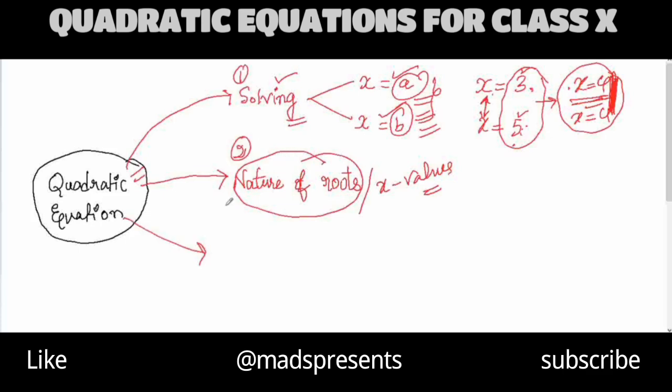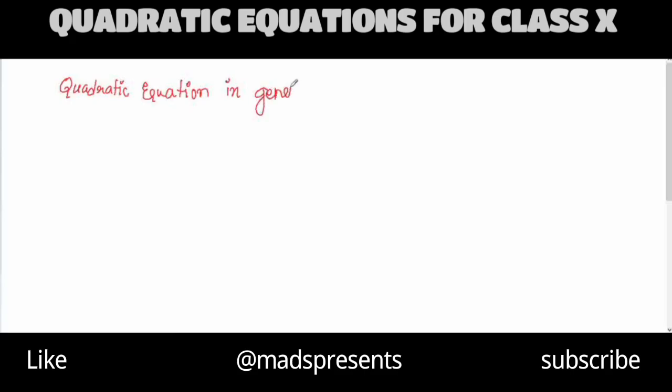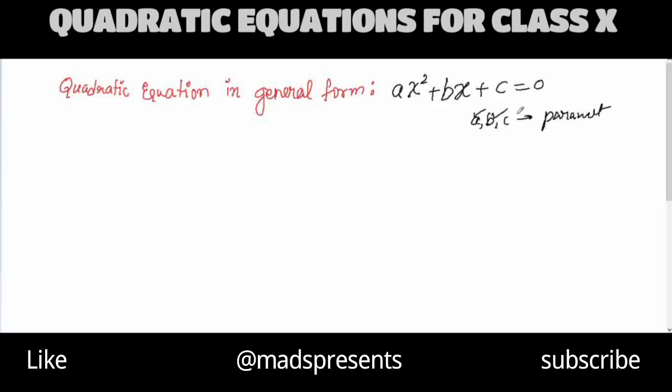Then they'll ask word problems, and the quadratic equation in general form. What is the general format of a quadratic equation? Generally, a quadratic equation looks like this: a x square plus or minus b x plus c equal to 0, where a, b, c are any parameters, meaning any values. a may be any number, b may be any number, c may be any number.